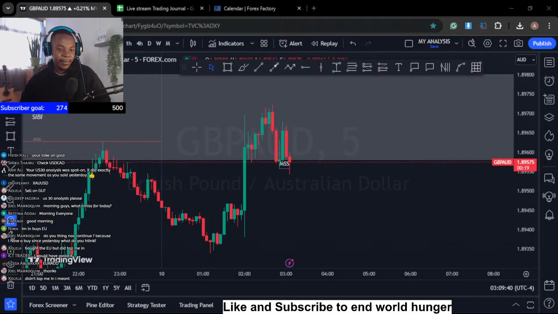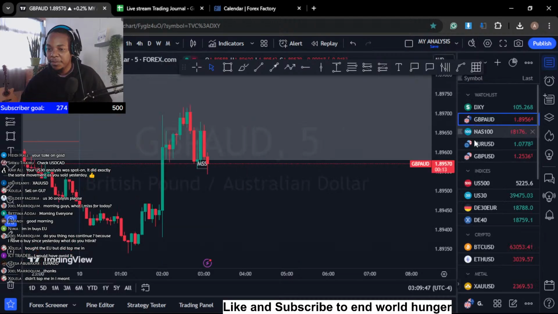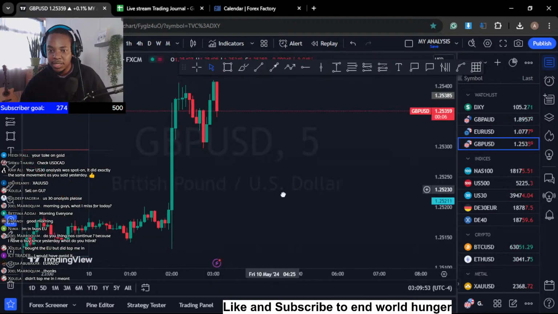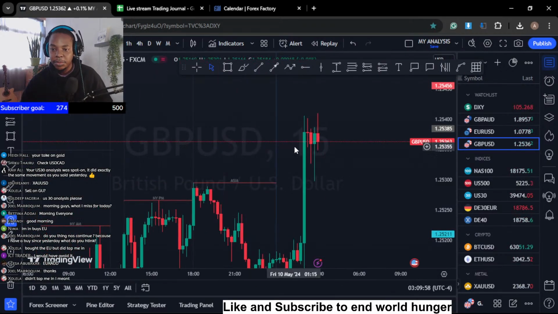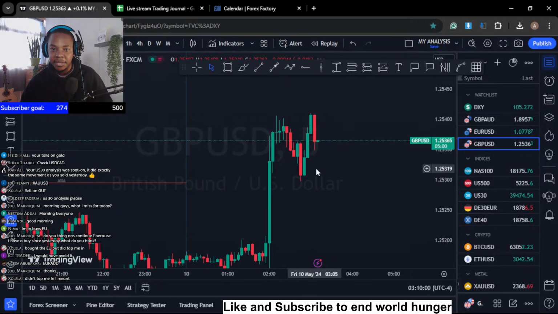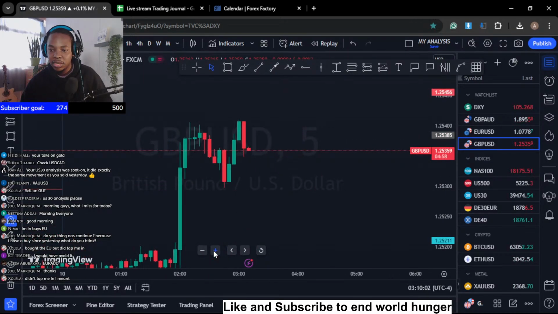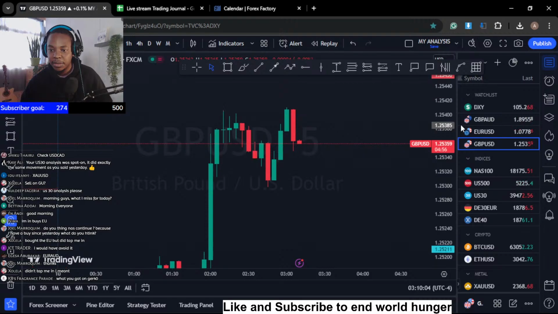Yeah, I'd actually prefer to see that market structure shift. Let me take all this off that we're not looking at. GBPUSD is getting more higher prices, which makes sense. And then the DXY.